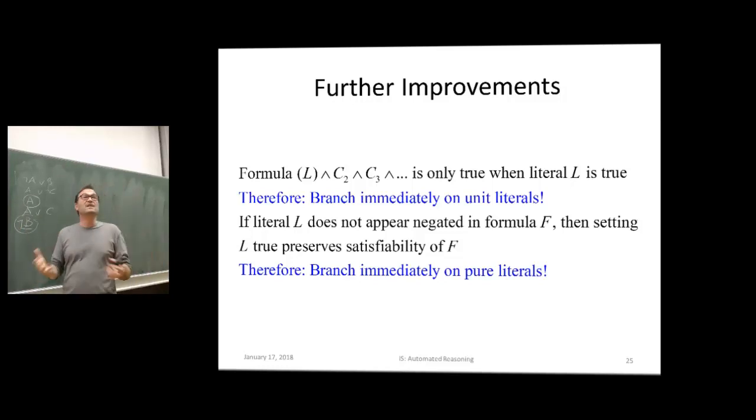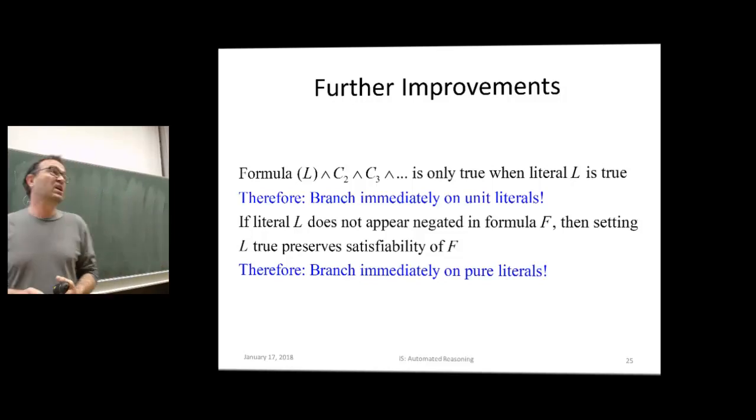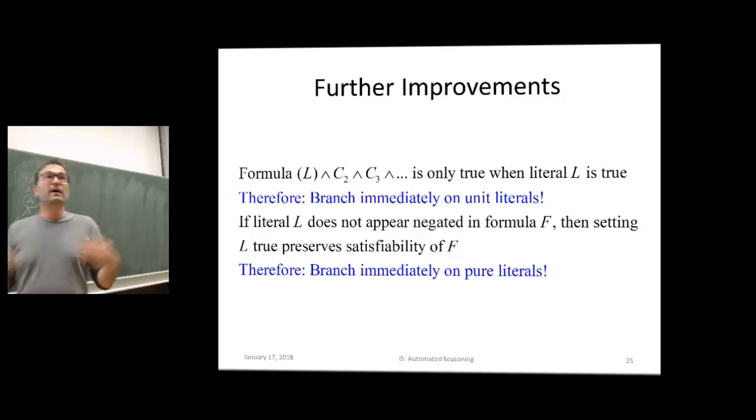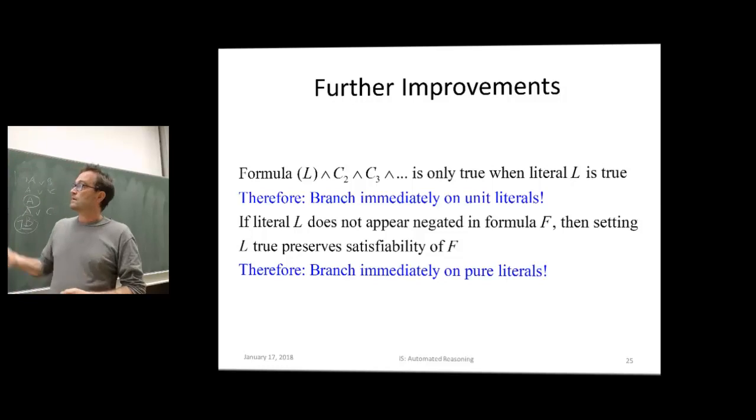So we can always start with the unit clauses, as they are called. The unit clauses are the ones where you have one literal only in a clause. So that's basically, if you have a unit clause, choose this one to branch. That's improvement number one.